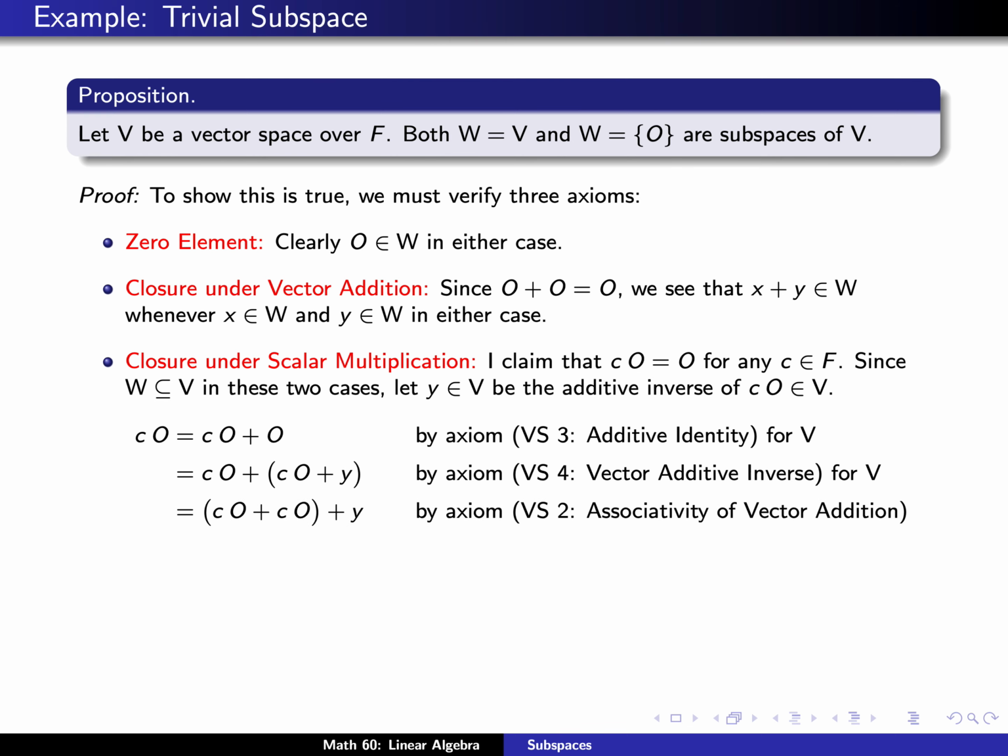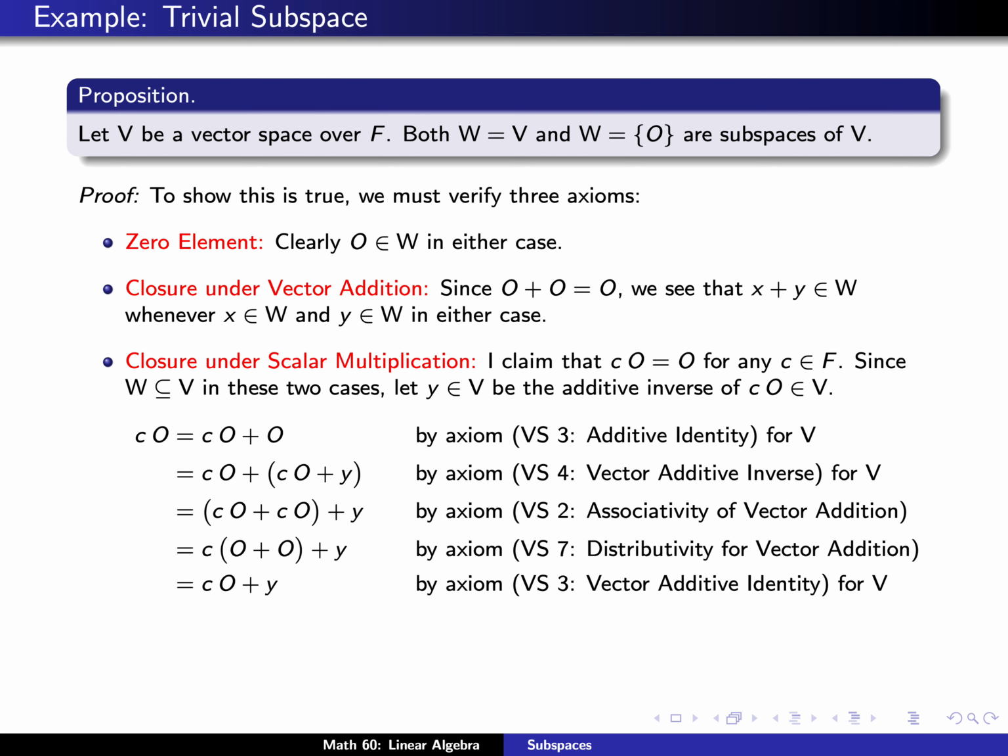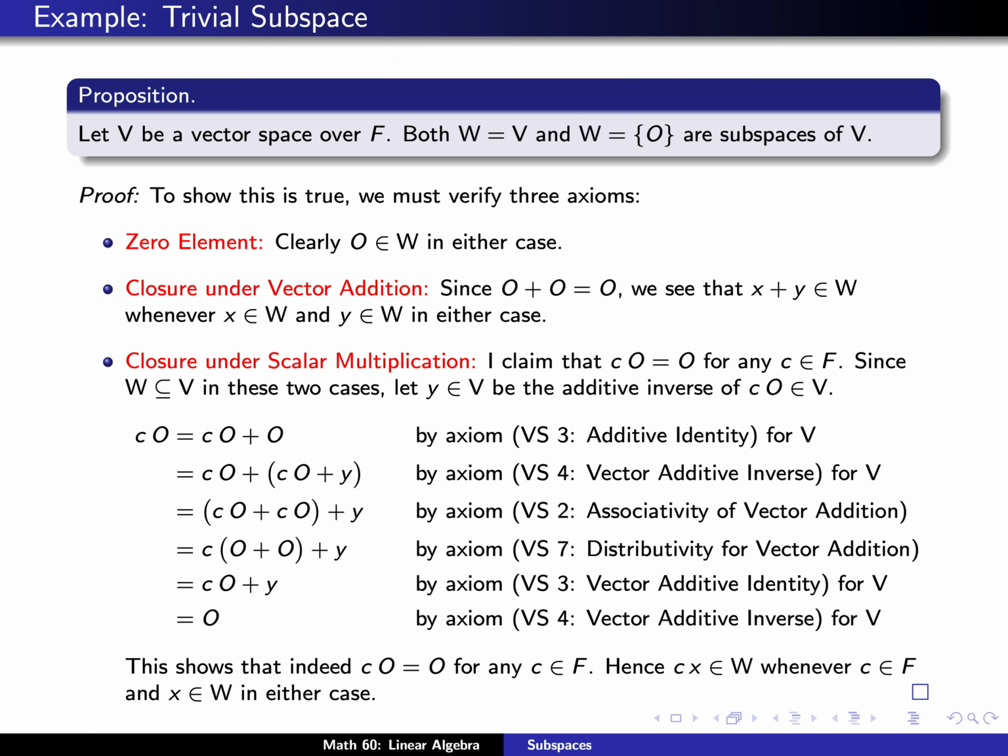Next, we'll use associativity of vector addition to move around the parentheses. Next, we'll use distributivity to factor out that scalar C. Next, we'll use the fact that capital O plus capital O is equal to capital O to simplify things a little bit. And now we see that we have C times capital O plus Y is our original C times capital O. But Y was chosen to be the additive inverse of C times capital O. So they cancel, and we see that C times capital O is capital O, as what we wanted to prove. So this really does mean that we found what we set out for, which is to show that W is indeed closed under scalar multiplication.